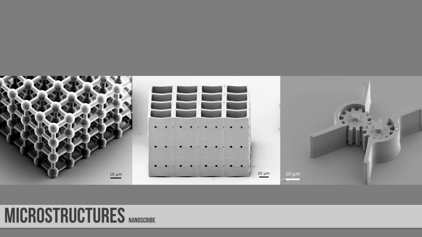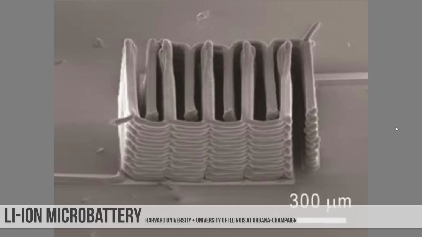All very interesting stuff. The last example here, it's from Harvard University and the University of Illinois at Urbana-Champaign. It's a micro battery. So this is a very small scale lithium-ion battery. It's the first 3D printed microscale battery that I've seen. It operates the same way as a standard size battery. In terms of electrochemical performance, it's very comparable to your Duracell batteries in terms of charge and discharge rate, cycle life, and energy densities. It's just on a much smaller scale.